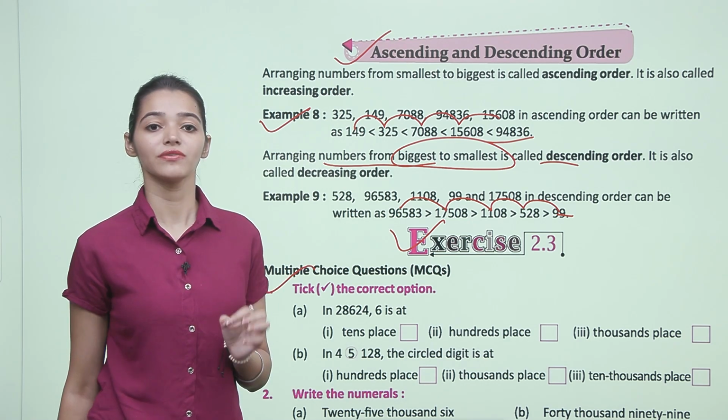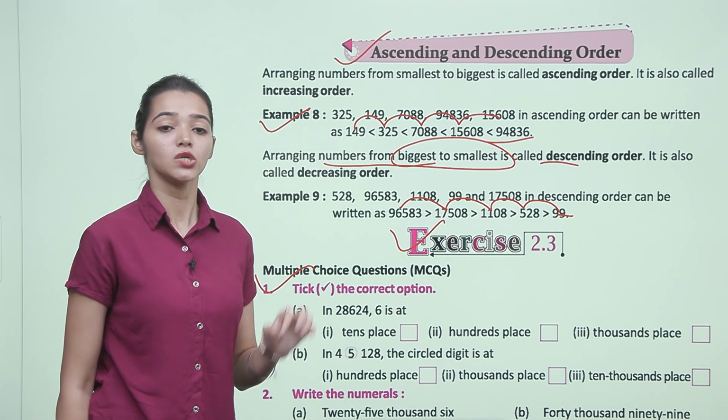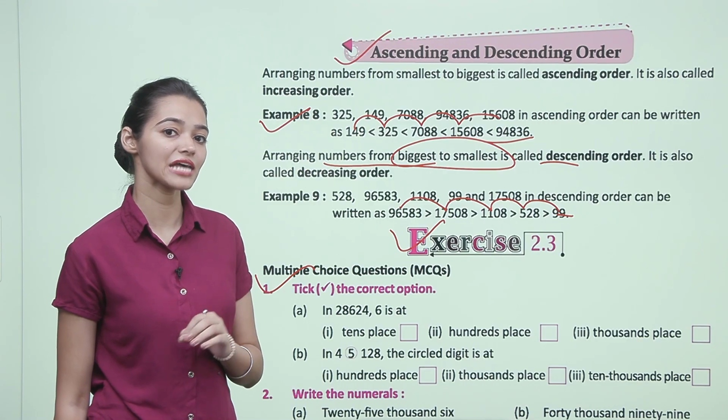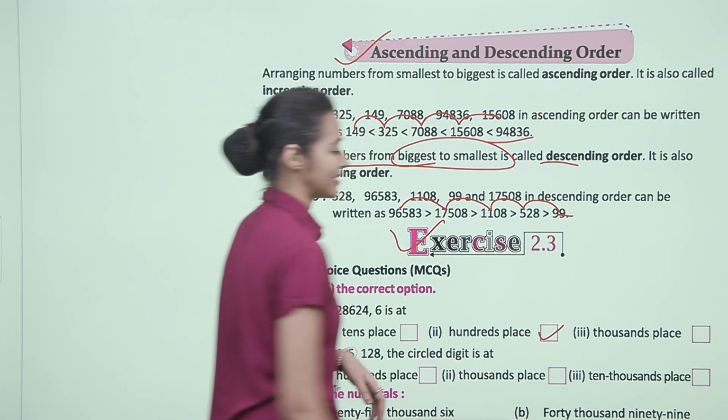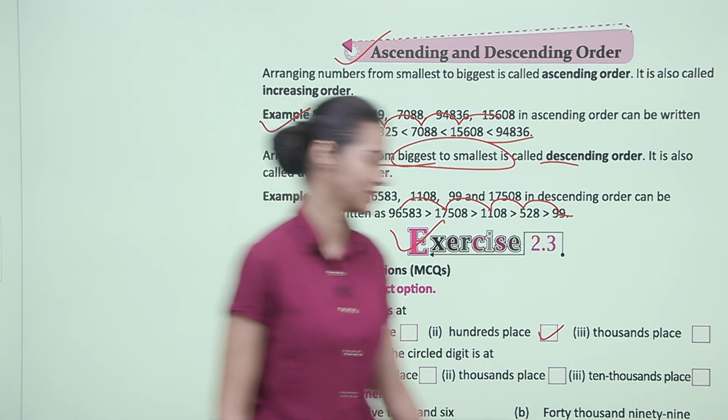Now let's start with exercise 2.3 MCQ. In the first part we have to choose the correct option. In 28,624, 6 is at the 100 place. That's how you can solve the remaining part.